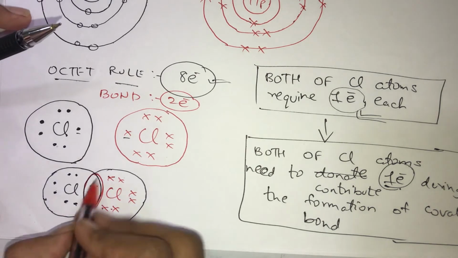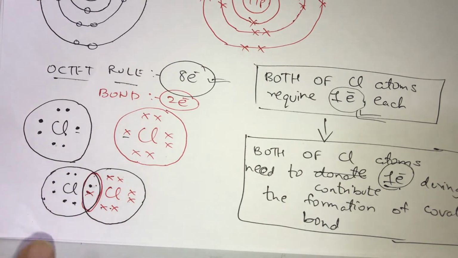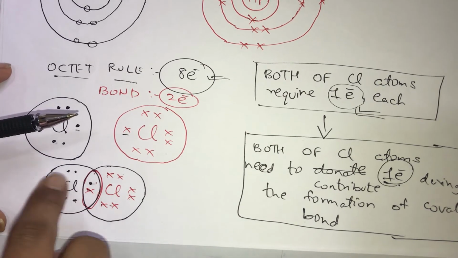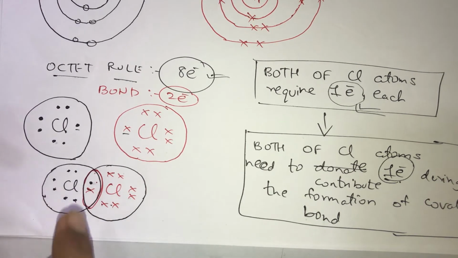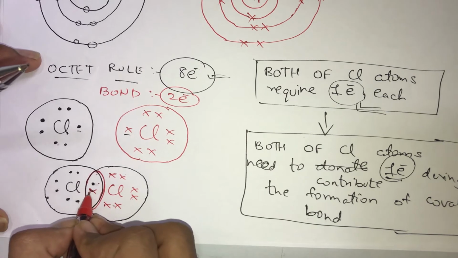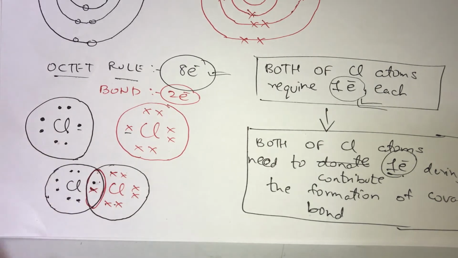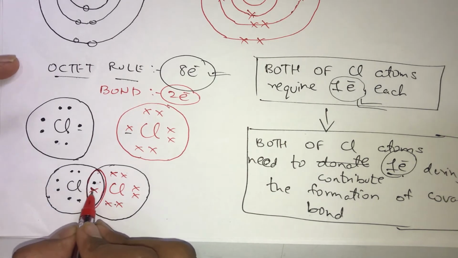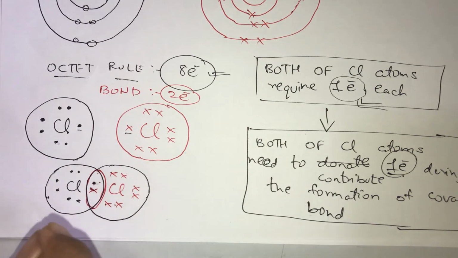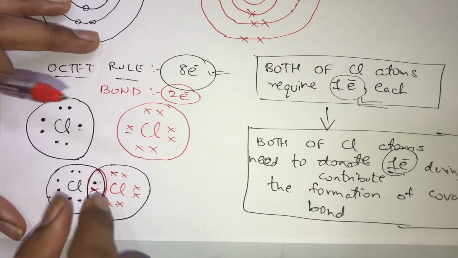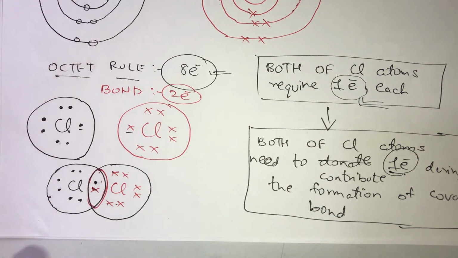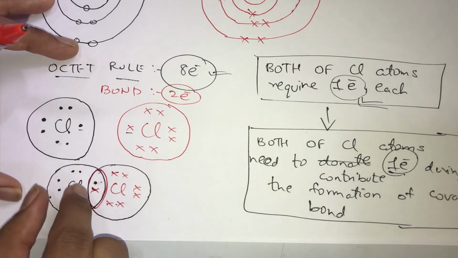This pair of electrons which is forming a bond between both of these atoms does not belong to a single chlorine atom. Instead, both these electrons belong to both of the atoms. In other words, you can say that these two electrons are being shared by both of these atoms.